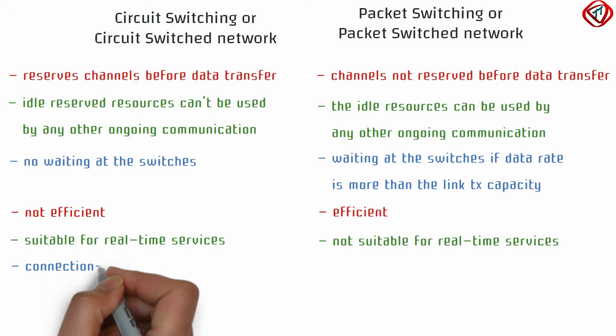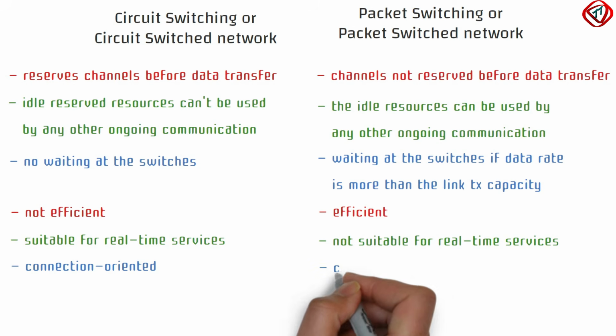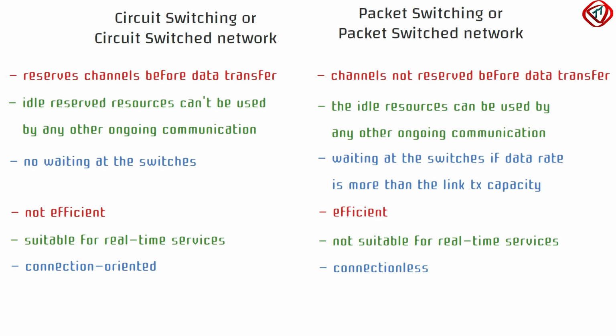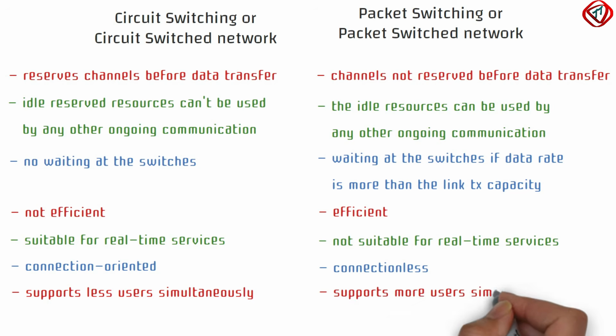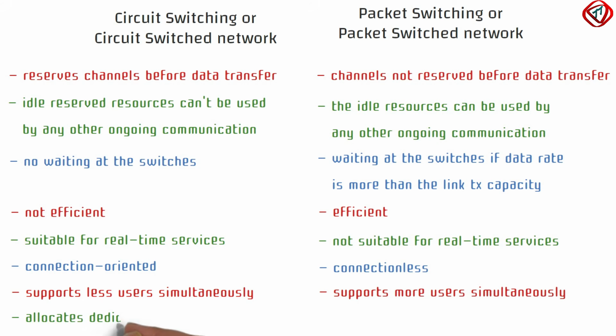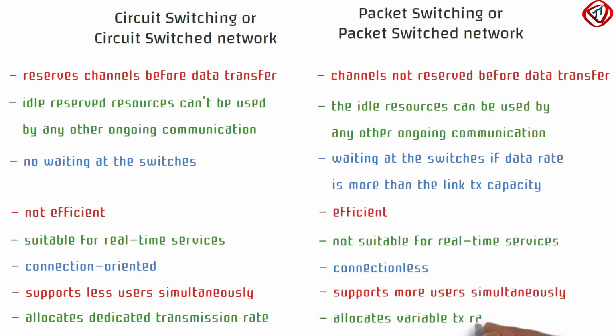Circuit switching is connection-oriented. Packet switching is connectionless. Circuit switched networks can support less number of users simultaneously. Packet switched networks can support more users simultaneously. Circuit switched network allocates dedicated transmission rate for each connection. Packet switched network allocates variable transmission rate based on the demand.